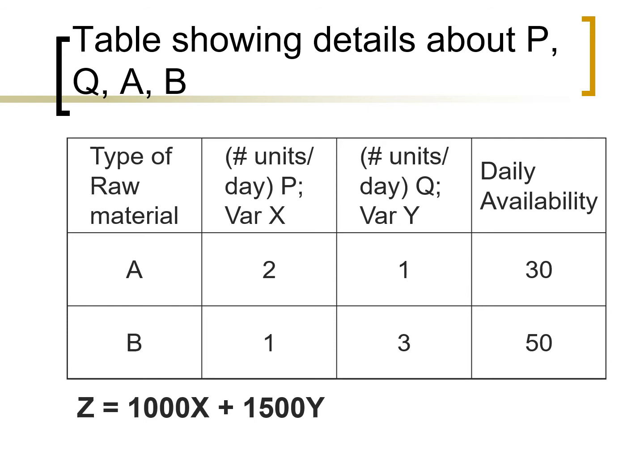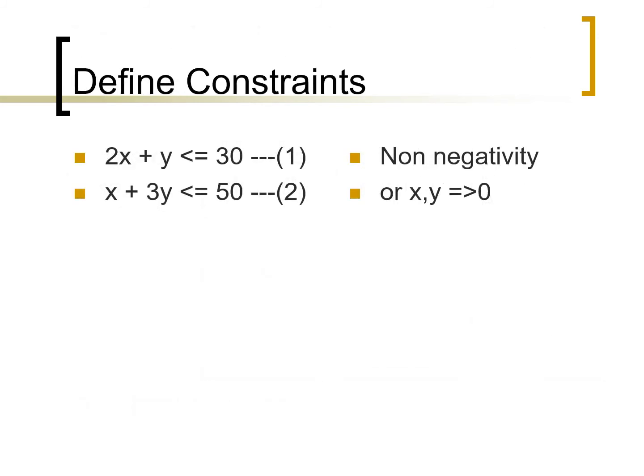And here the word VAR is not exactly variance, it is variable. And the daily availability of A and B are given as 30 and 50. Thus, from this contingency table, we will form the constraints. 2x plus y is less than or equal to 30 is the first constraint. x plus 3y less than or equal to 50 is the second constraint.